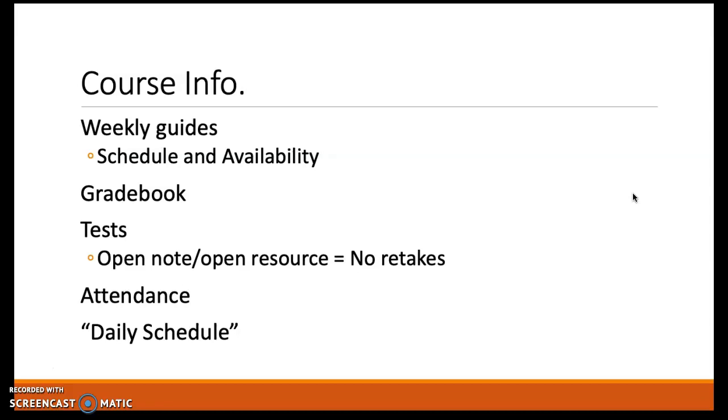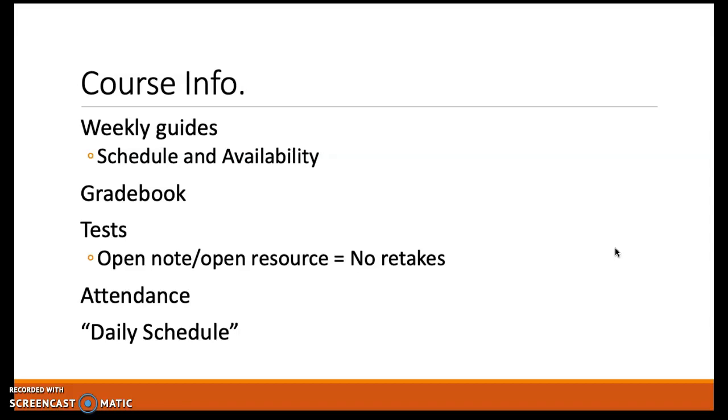But one thing I wanted to point out right now are tests. When we start tests in here, they will be open note and open resource for however long we will be doing online learning. So because tests will be open note and open resource, there will be no retakes on tests. Now, tests will usually be open for at least a day, so you'll have time to look over your notes, use any resources to help you answer the tests. So just make sure you're answering each question carefully and that you're completing the test before it closes in Schoology.